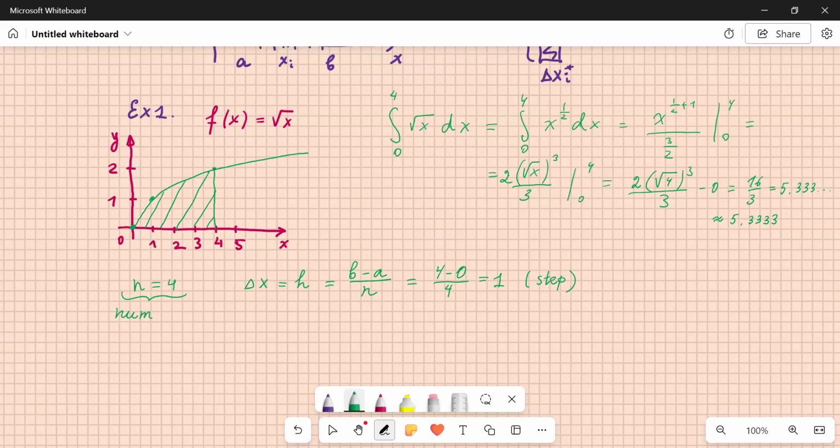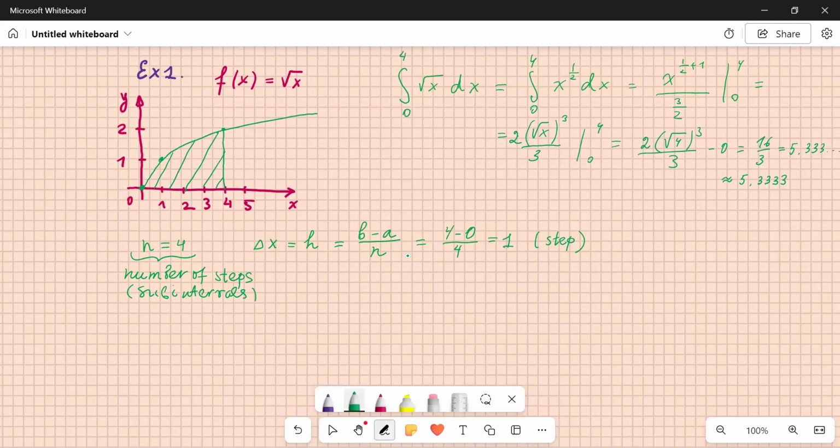Number of steps, or you can say number of subintervals. Okay. Now, guys, I'm going to consider several variations of Riemann sum.